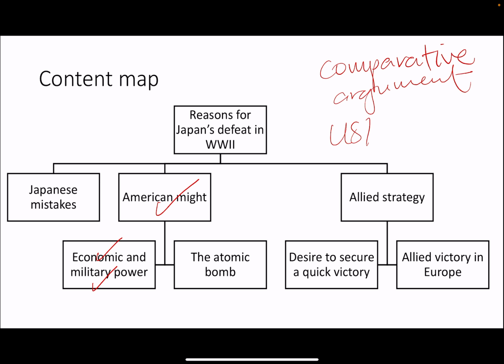Therefore, it is only logical that when we are looking at Japanese mistakes, it's going to be about economic and military. How they couldn't keep up with the USA. Okay, so just think about it. What the US was strong at, that's what we want to look at when we look at the Japanese disadvantages.